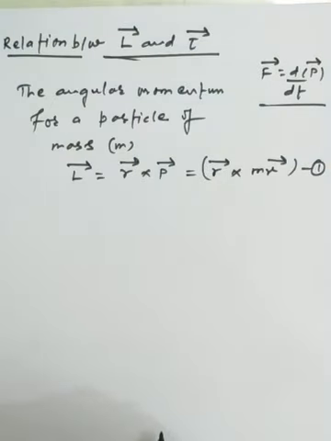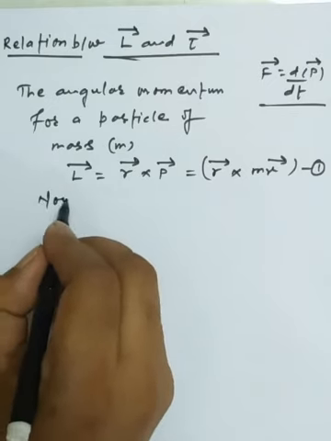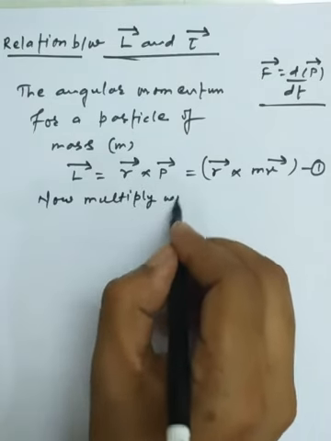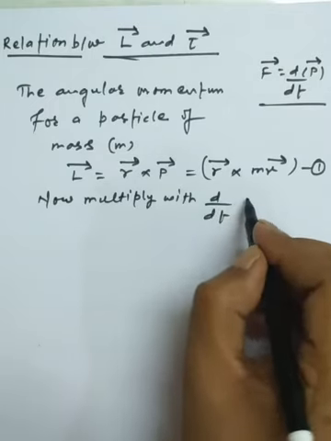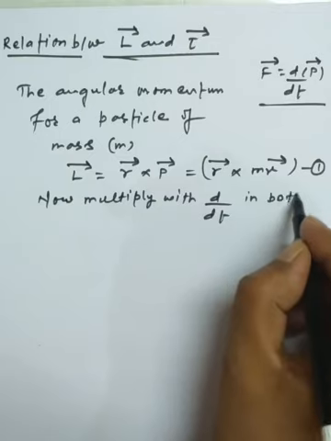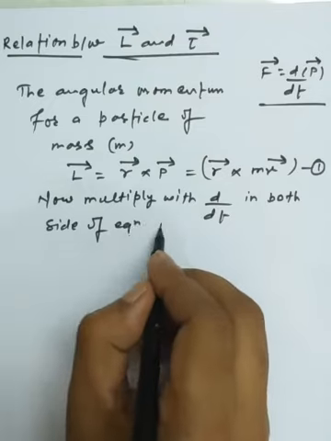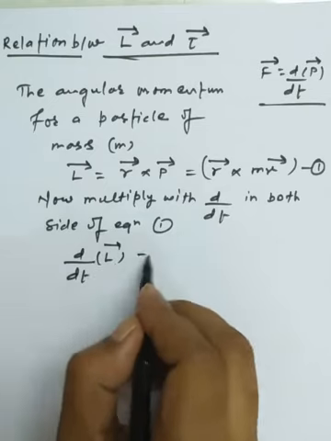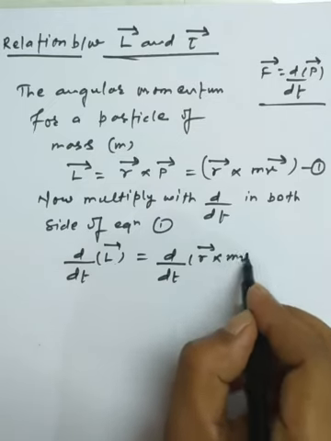Now I am just multiplying the operation d by dt on both sides of equation number 1. So we are just approaching that d by dt of L is equal to d by dt of r vector cross mv vector.